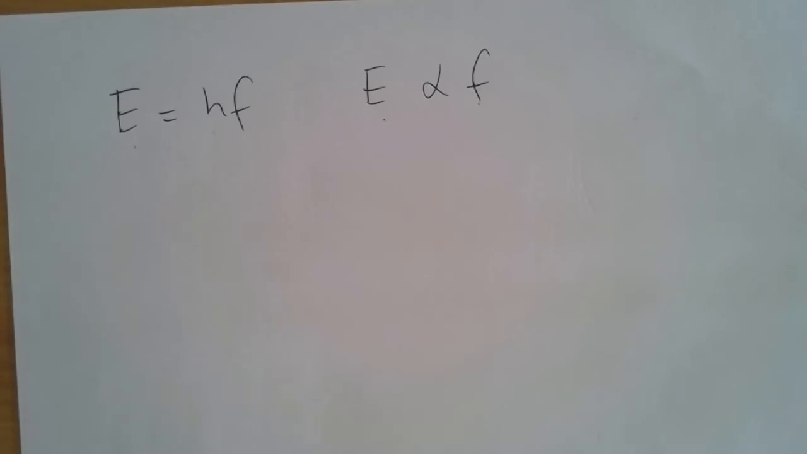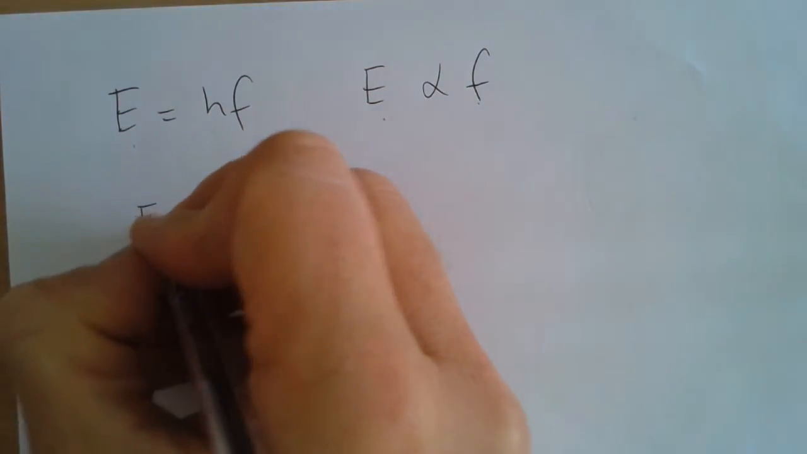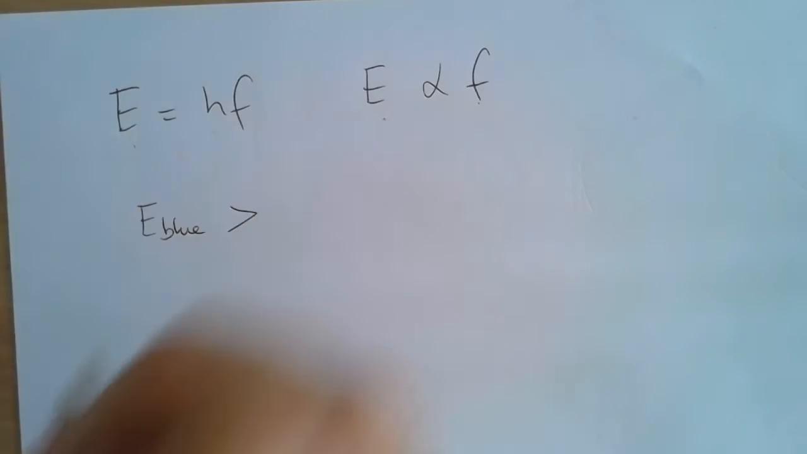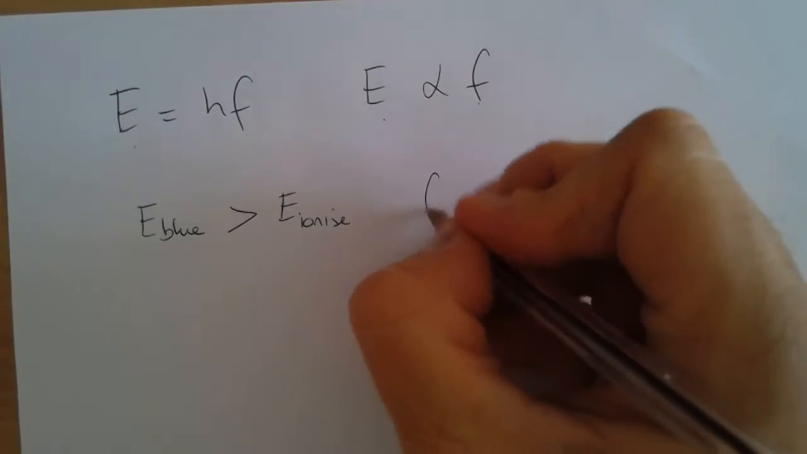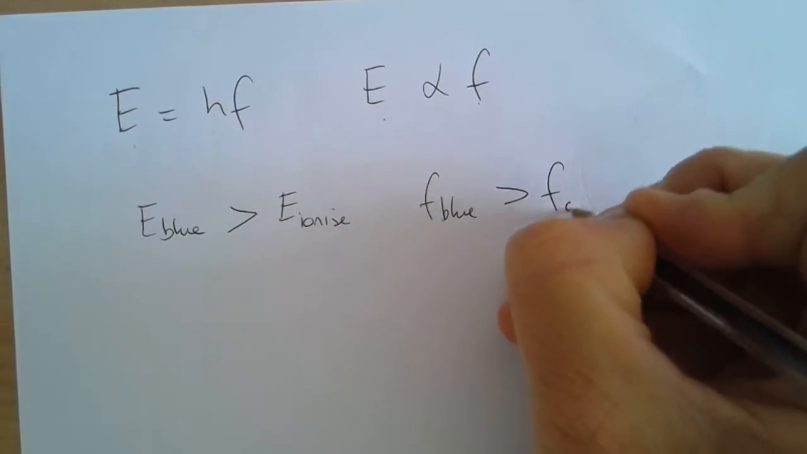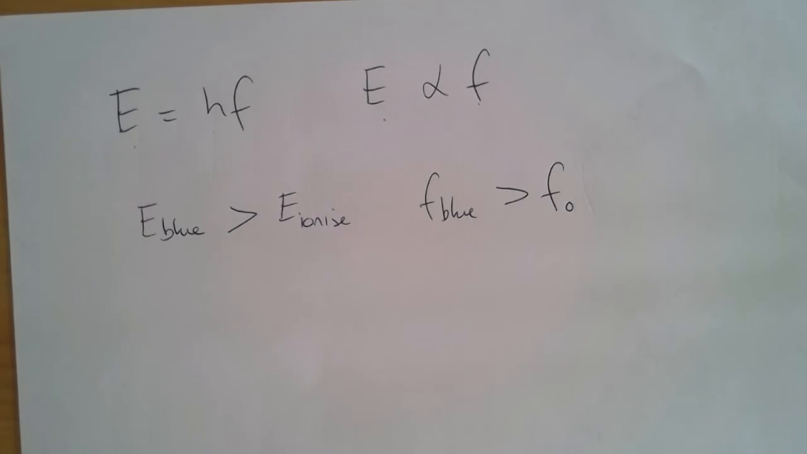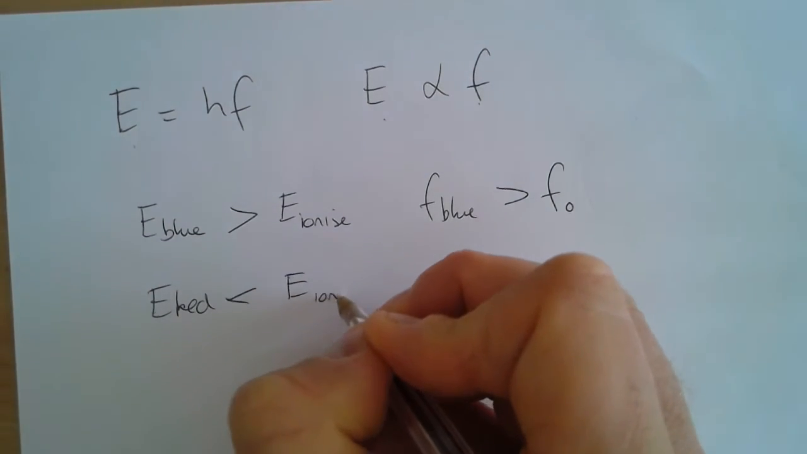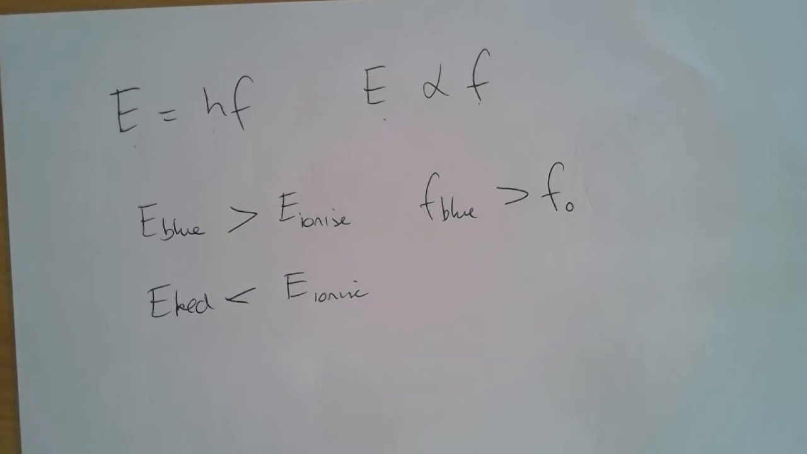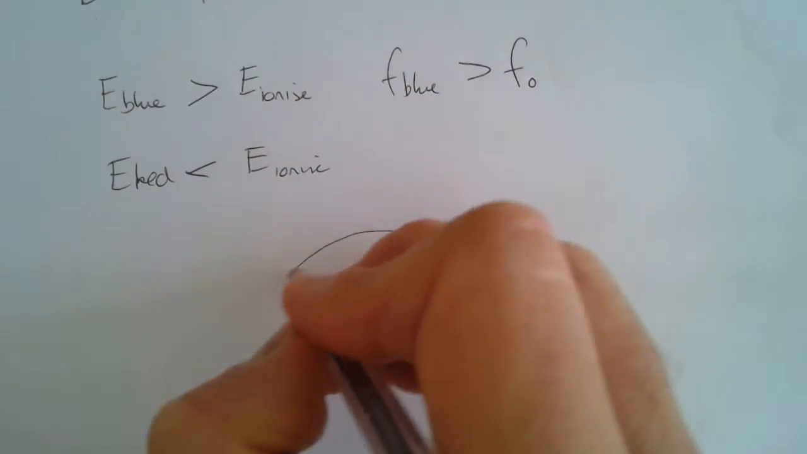And in fact, the energy of the blue light is greater than the energy needed to ionize the metal and remove an electron. And we say that, in fact, the frequency of the blue light is greater than f0, which is called the threshold frequency, which is required to remove an electron. And then obviously the energy of the red light was less than the energy needed to ionize the metal and release a photoelectron. So this allowed us to start thinking about the idea of light being able to exist as both waves and particles.